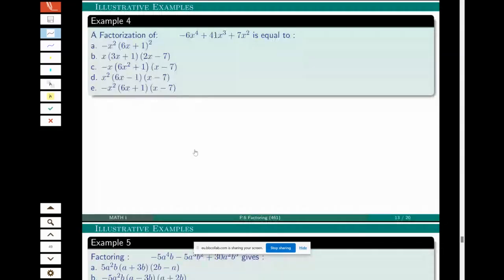Okay, here we need to factor out minus 6x to the power 4 plus 41x cubed plus 7x squared. Always we start with the greatest common factor. I'll take the minus common factor to make life easy. I'll take also x squared common factor. What is left? So this is the greatest common factor.